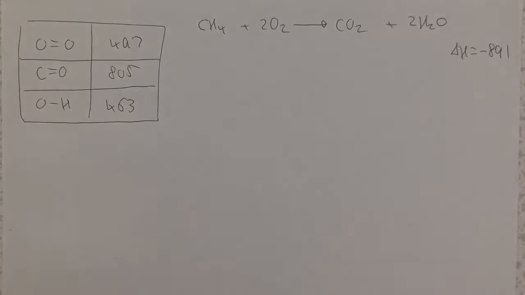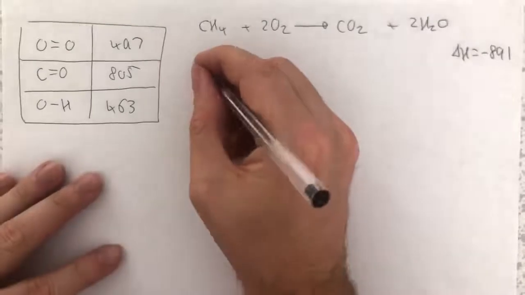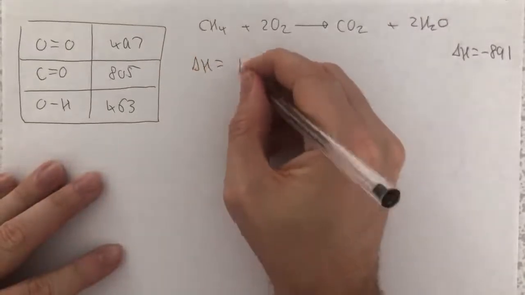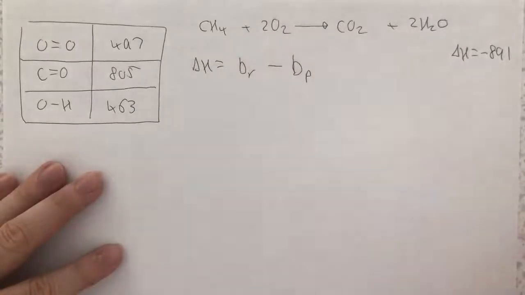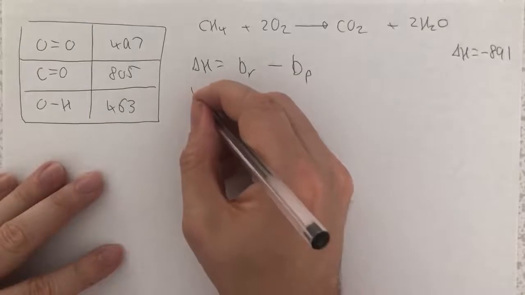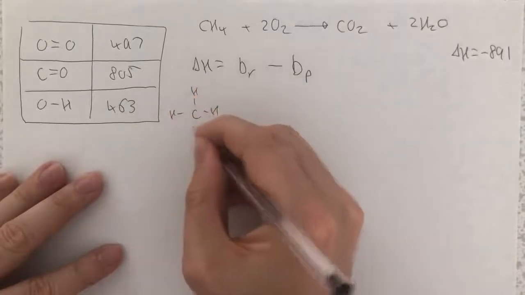The reason this is a slightly different question is they've given you the delta H and we have to find one of the unknown bond enthalpies. So it's going to work exactly the same way. Delta H is equal to the bond enthalpy of your reactants minus the bond enthalpy of your products. So we're going to draw our molecules out so we can see what bonds we've got.